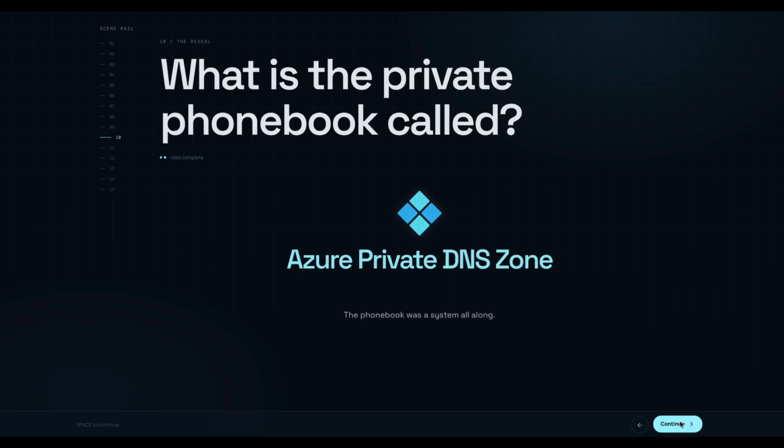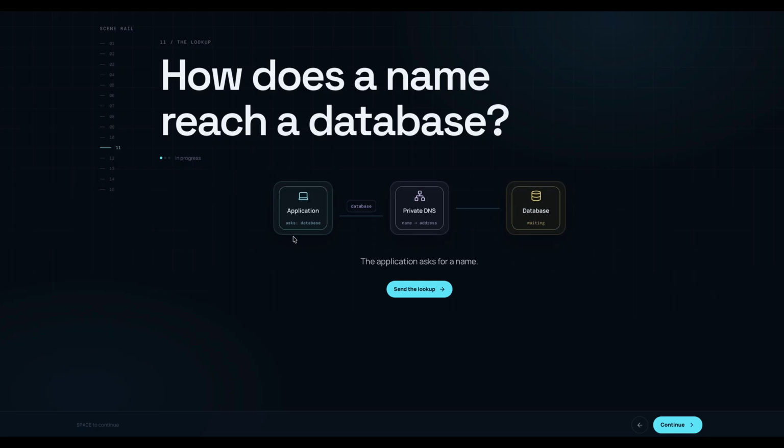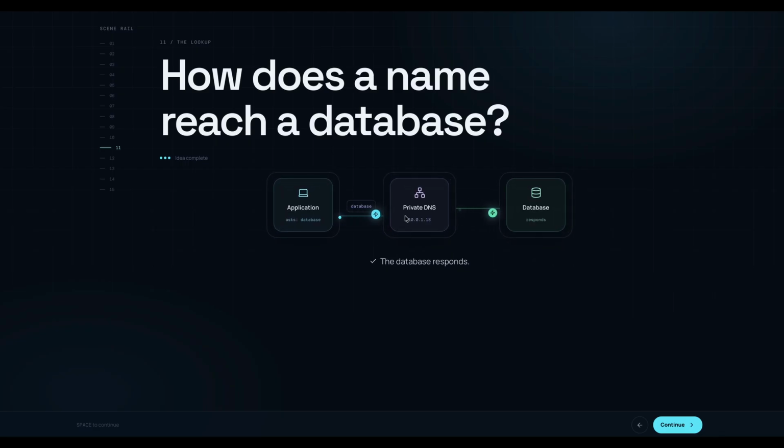Now if you go to next, how does a name reach a database? If you have made an entry in our Azure Private DNS Zone, whenever a database request comes out from the application, it should resolve to a particular IP address, and that IP address will be of the database. So the flow is: the application asks the private DNS zone for a name, and the name it is using is database, and the private DNS zone will check in its records if any entry is made for the database name. If yes, then it will find the IP address and give it to the application to communicate with the database. And this is how, instead of using IP addresses, we use the name to connect to other devices.